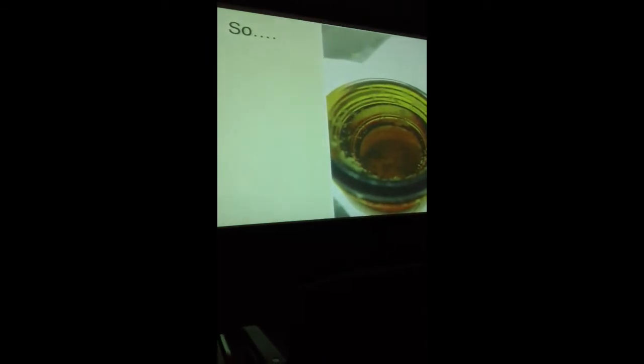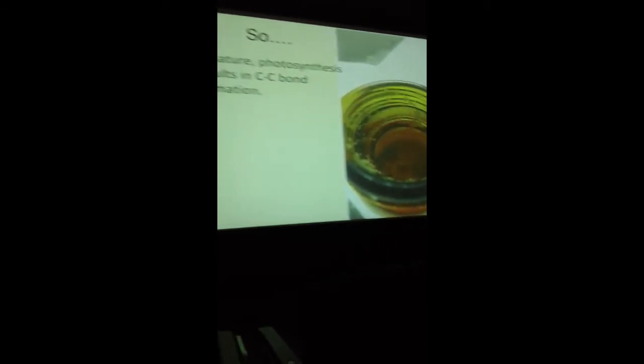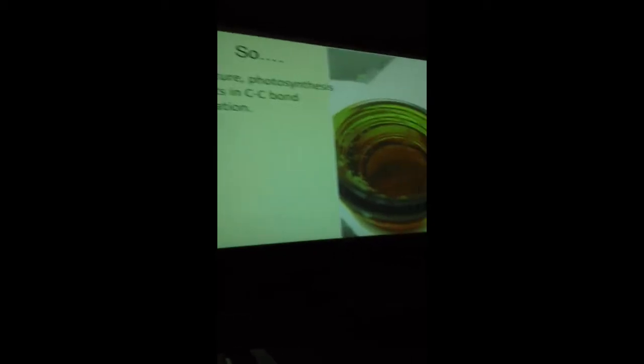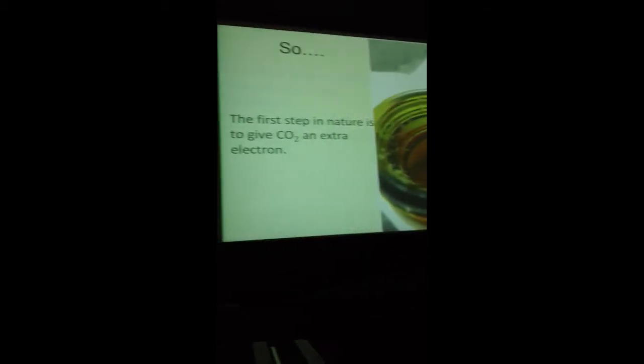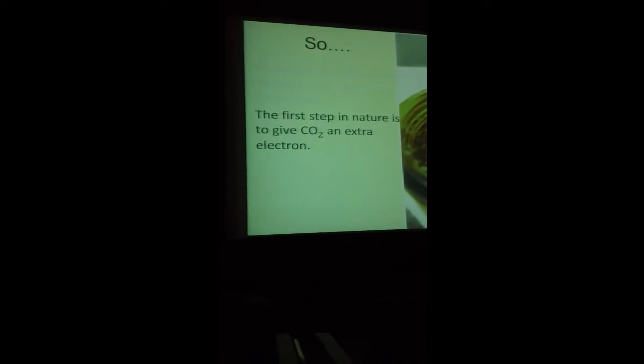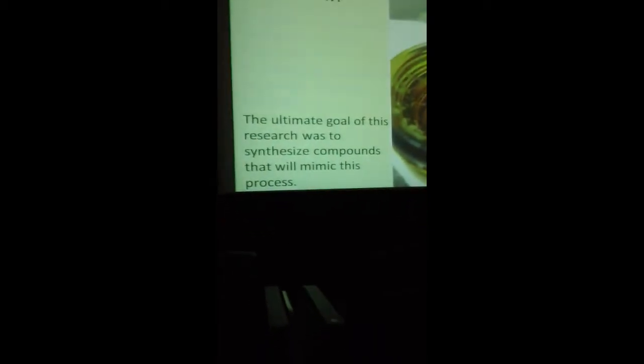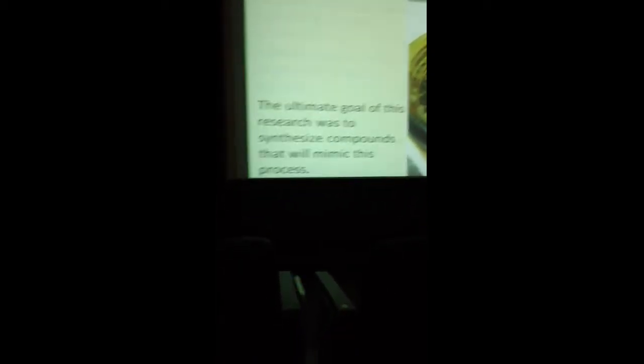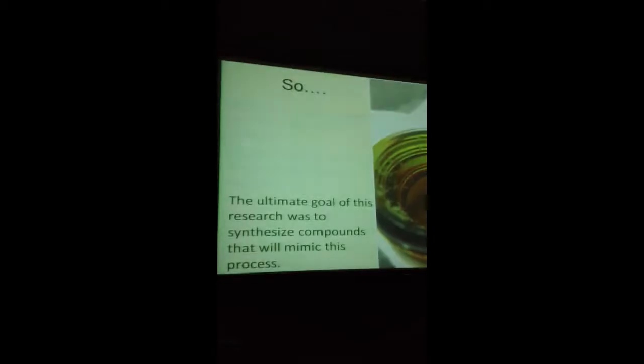So, to summarize that introduction, in nature, photosynthesis results in carbon-carbon bond formation. The first step for those carbon-carbon bonds to form is to give carbon dioxide an extra electron, or to make it a radical. And the ultimate goal of my research was to make compounds that will mimic this process artificially in the lab.